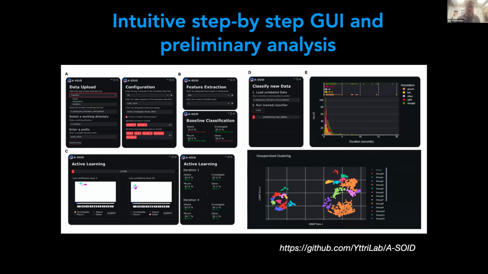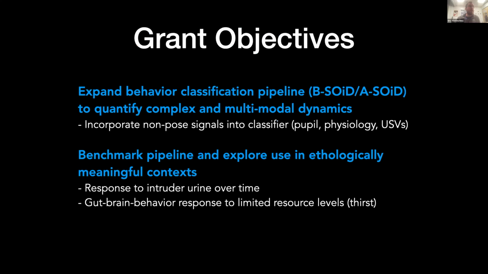So this is part of the grant, but the real innovation moving forward that we're looking to achieve is first to incorporate different types of information other than pose dynamics. So we'll get pupillometry from a head-mounted selfie cam, physiology, and vocalizations, and then benchmark this in two different contexts that I'll get into in just a second.